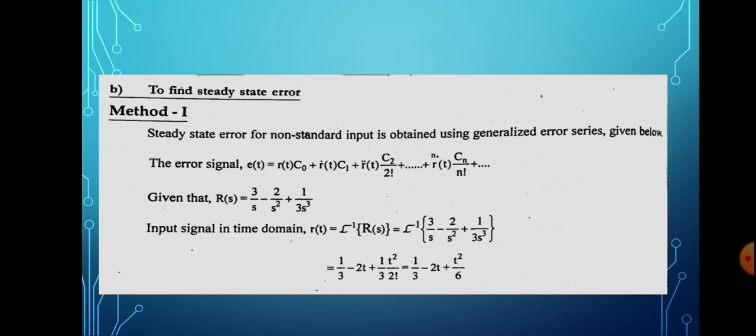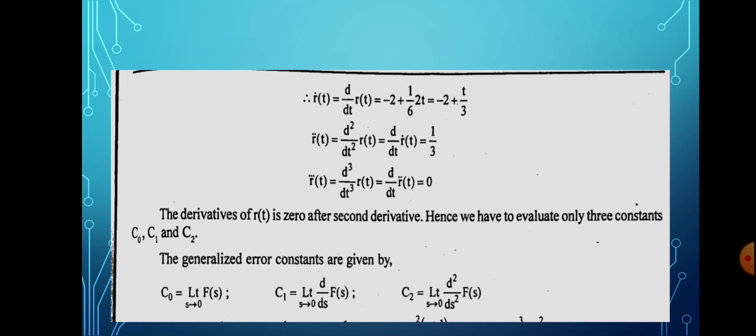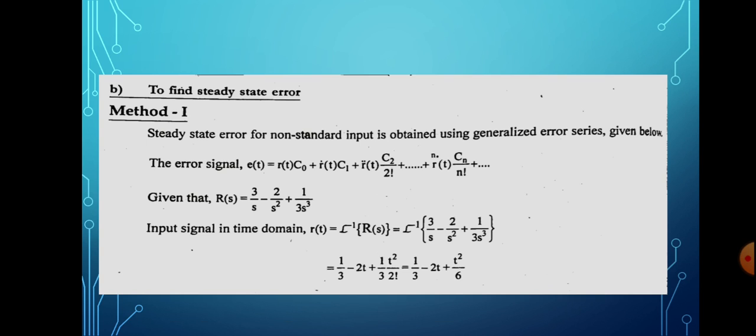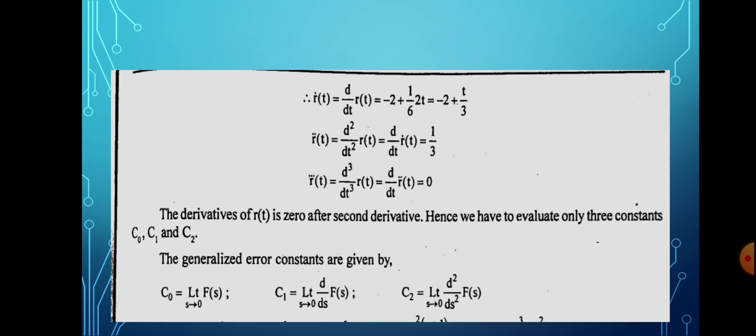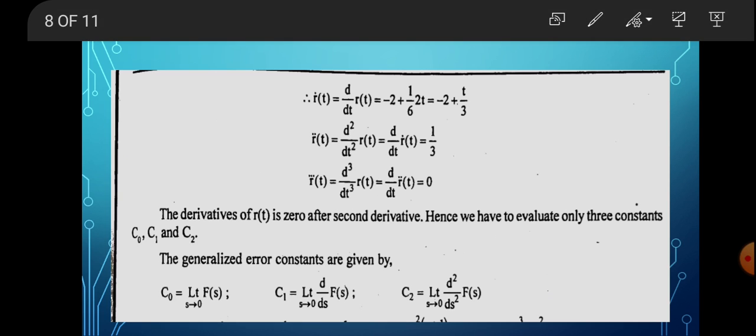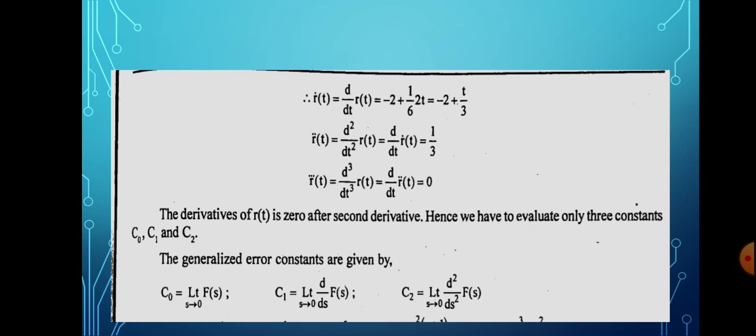So next you should find r dash of t, r double dash of t, r triple dash of t, etc. R dash of t is obtained by the first derivative of r of t, that is simple mathematics, you can write it. R double dash of t is the second derivative of r of t, and r triple dash of t is the third derivative of r of t, and you will get the equations like this. Once you get there, r triple dash of t is equal to 0, and after that the derivatives will be equal to 0.